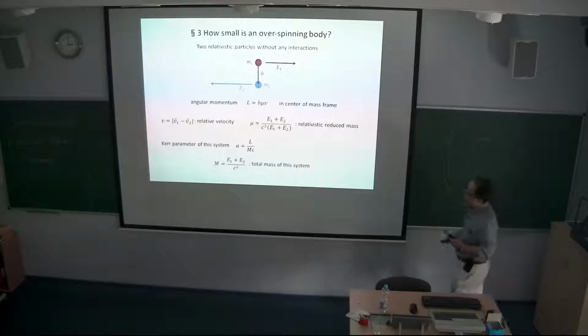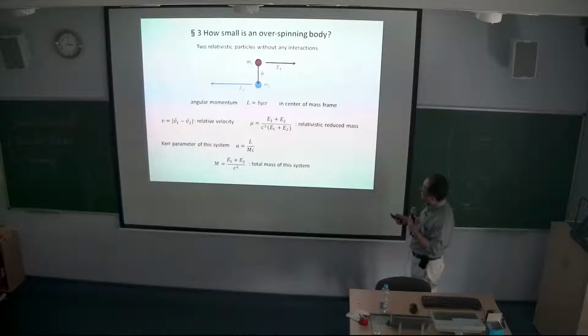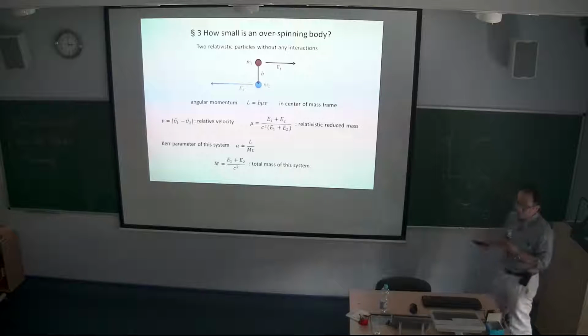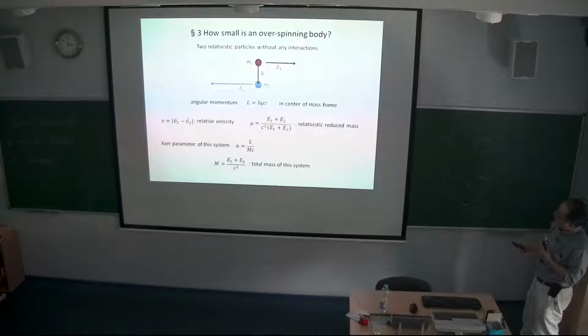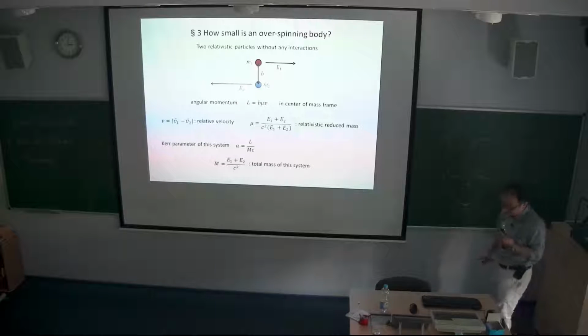Okay. The total angular momentum of this system is given by this, in the center of mass plane. Here B is the impact parameter, mu is the relativistic reduced mass, and V is the relative velocity of these particles. The Kerr parameter of this system is given by this, where M is the total mass of this system.